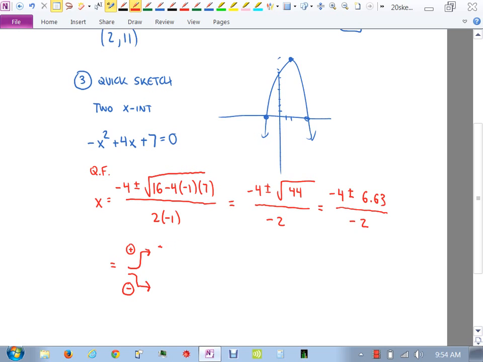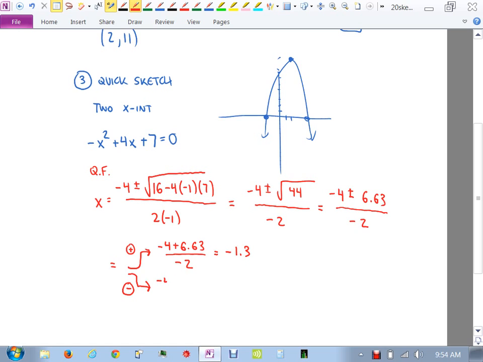So first thing I'm going to do is negative 4 plus 6.63, then divide by negative 2. Now when you do that, you have to do the whole top first, right? Negative 4 plus 6.63 divided by 2. So that's just 2. Oh, no, that's not 2. It's 2.63 divided by negative 2. So negative 1.3.